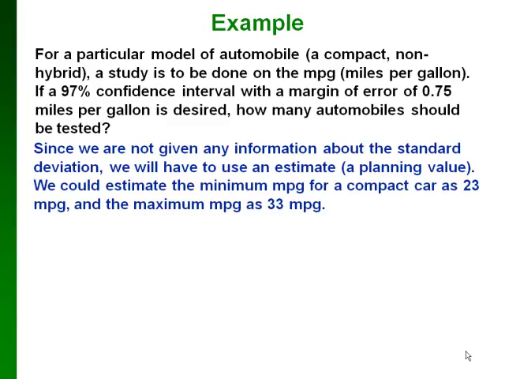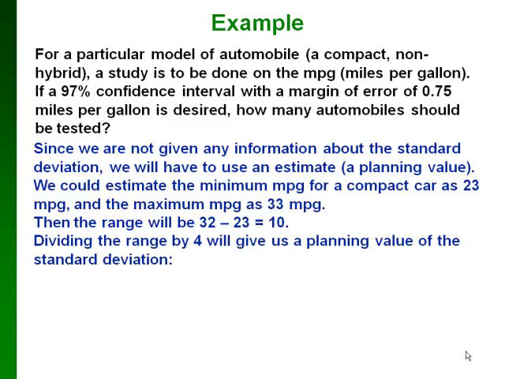So to use the range rule of thumb for this, what we would do is estimate a minimum MPG and a maximum MPG. And these, in this case, are really just guesses. So I estimated the minimum MPG might be 23 miles per gallon and the maximum might be 33. That's going to make our range 10, and if we divide that by 4, we get 2.5. So that will be our estimate for the standard deviation, or in other words, our planning value.